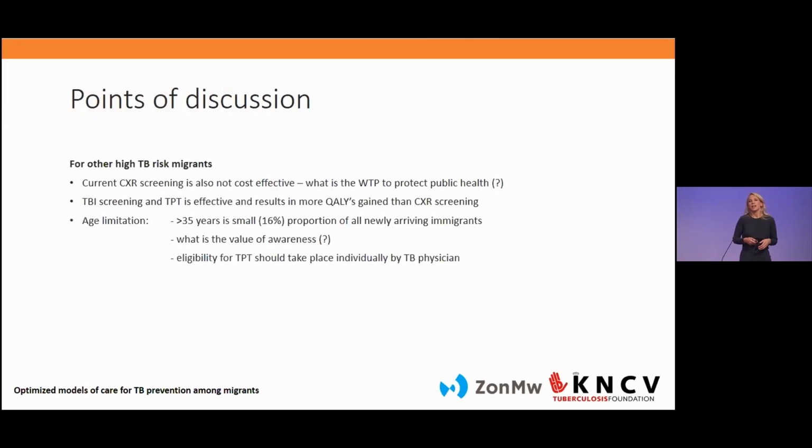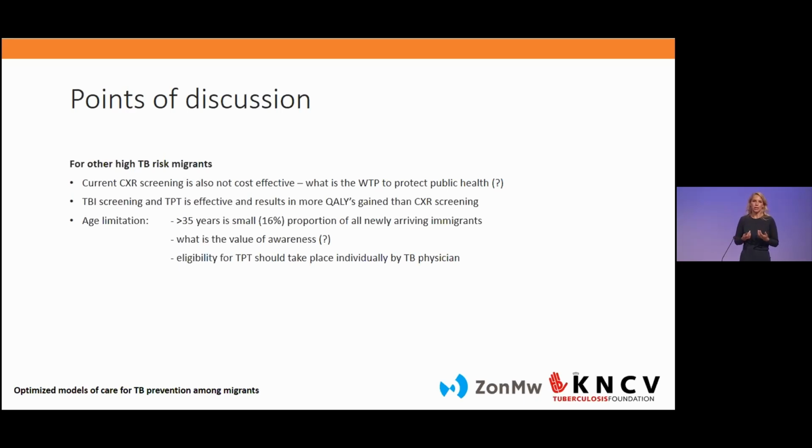Points for discussion. For other high TB risk migrants, should we not screen them for LTBI? Well, the current chest X-ray screening is also not cost effective. So the question for policymakers is, what is the willingness to pay to protect public health? And also, what is the willingness to pay to work towards pre-elimination of tuberculosis in the Netherlands? Furthermore, should we limit LTBI screening for certain age groups? The proportion of migrants 35 years and older is very small. So the question for policymakers is, would you like to implement two different screening policies, or would you combine them?